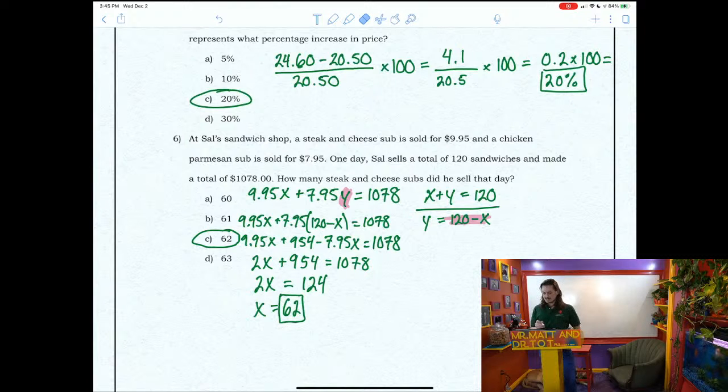So I want to isolate for y, the opposite variable. Isolating for y, y is equal to 120 minus x, and then substituting that value, 120 minus x, in for y, I get 9.95x plus, distributing that 7.95 inside the parentheses, plus 954 minus 7.95x is equal to 1,078. Combining the x's together, that will give me 2x plus 954 is equal to 1,078. Subtracting the 954 on both sides gives me 2x is equal to 124. And then dividing by 2 gives me x is equal to 62. And that's answer selection C.